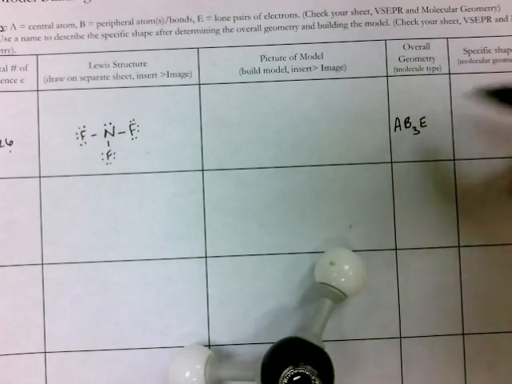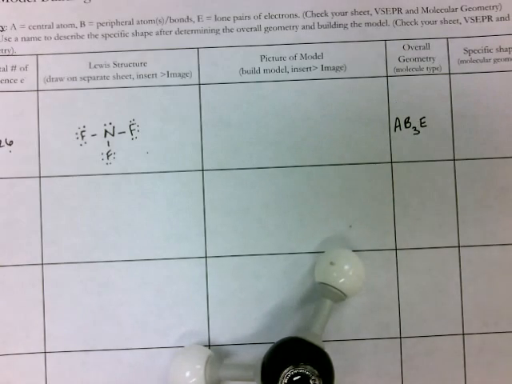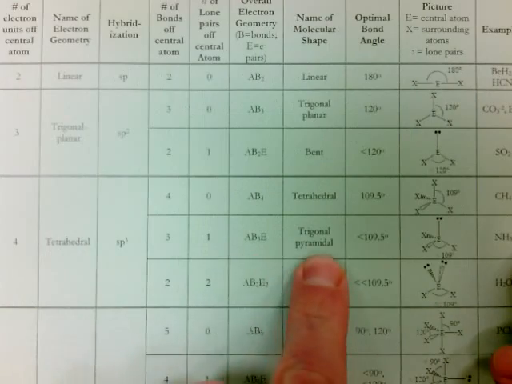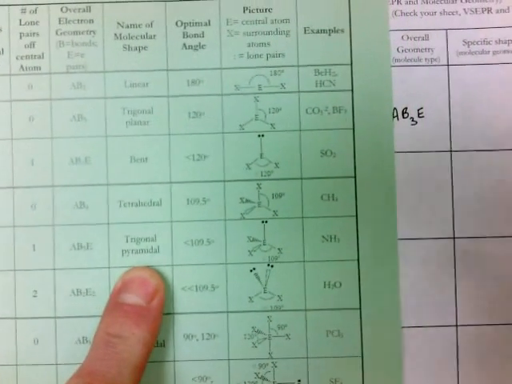We can use this code and look up that geometry on our green resource sheet. AB3E right here is called trigonal pyramidal.